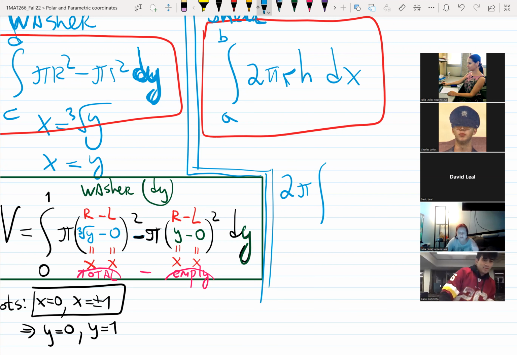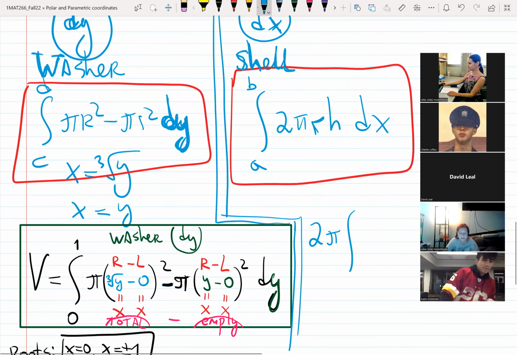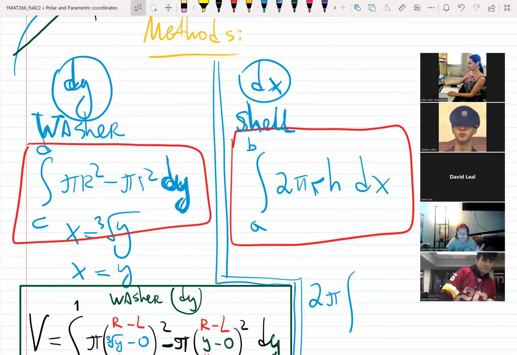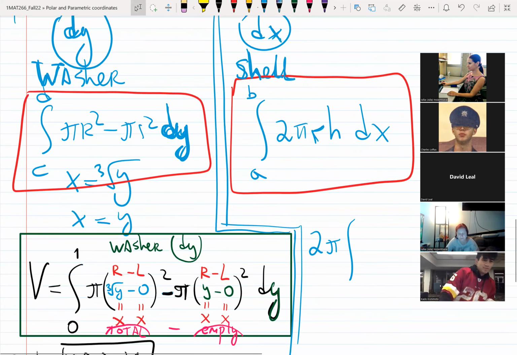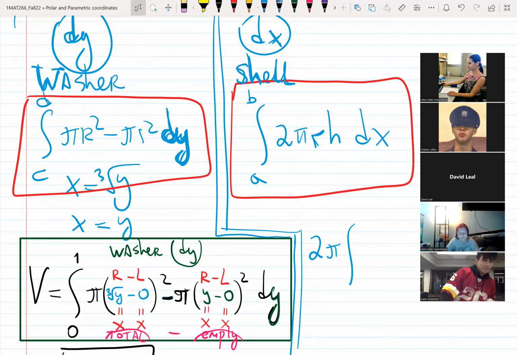r is your variable, x or y, if there's no shift. Since there's no shift, rotation happens about the axis, not some kind of y equals 7 or x equals 17. r will be x or y if there's no shift. So the radius is x, and I can show you in a second why. While h is a function, and this function will be top minus the bottom.